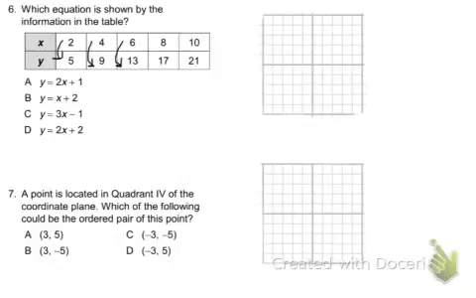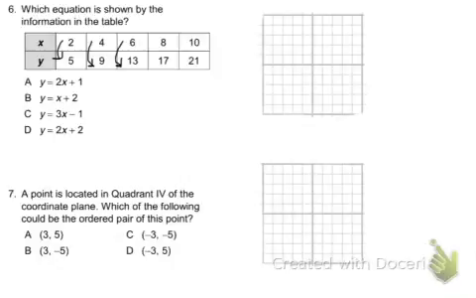So how do we get from 2 to 5? Well, we can either add 3, but then how do we get from 4 to 9? We can't add 3 there, so that doesn't work. Let's plug in some numbers. Let's look at letter A, option A.